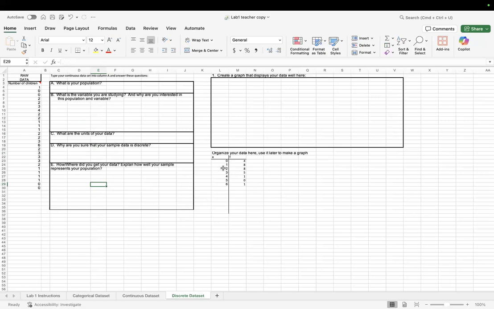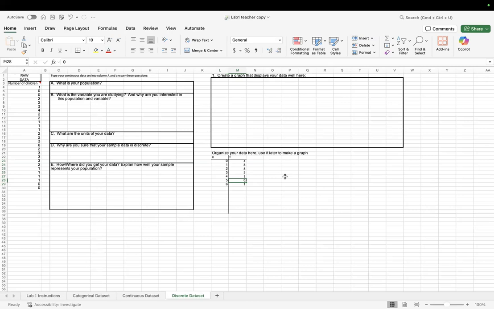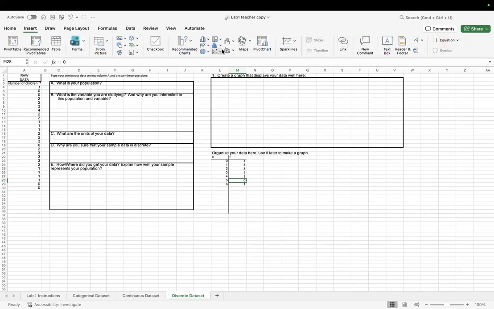All right, you can organize your data here if you want, depending on what kind of graph you're going to use. I have each value here and the frequency here. Now, here's the fun part. You can use any kind of graph that represents your data well. So you're going to play with the graphs. You're going to go up to insert, look at all the graphs, and play with a few of them. I want you to choose what represents your data well. And it's okay if you go back to the ones we did before.